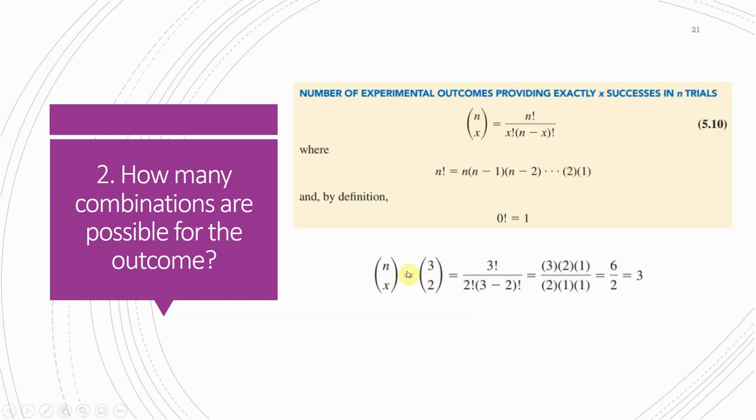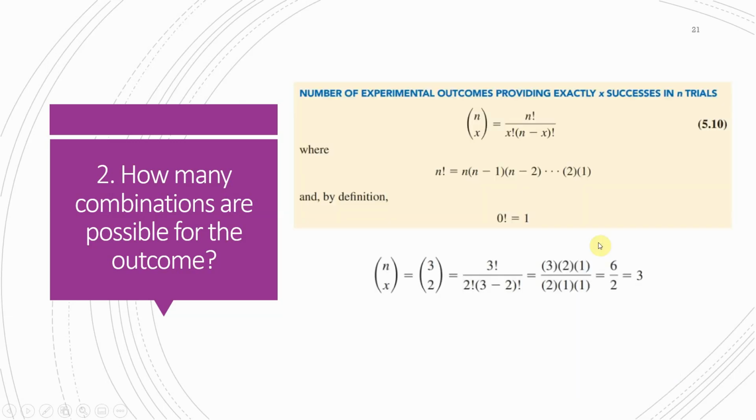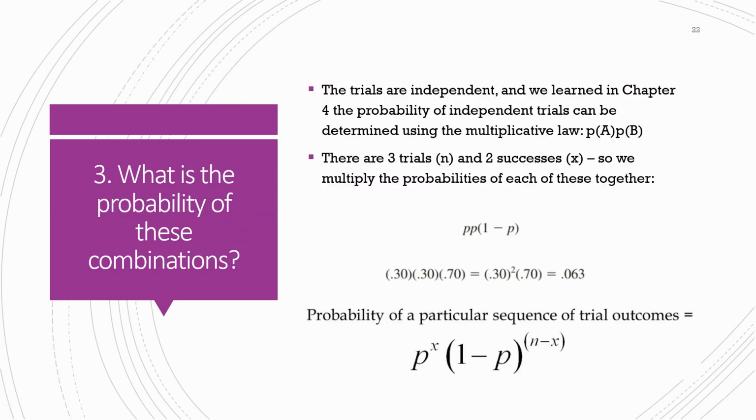So that's what we did here to figure out the possible combinations. We got N is 3, X is 2. We plug in all the values. We do the math. Remember, 3 factorial equals 3 times 2 times 1, and then it comes out to be 3. So that totally makes sense with what we just counted, right? There are 3 possible combinations where out of the 3, 2 are successes. So far we figured out how many possible combinations there are. We've learned that there's 3.